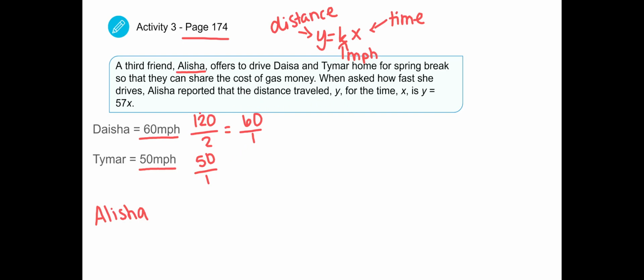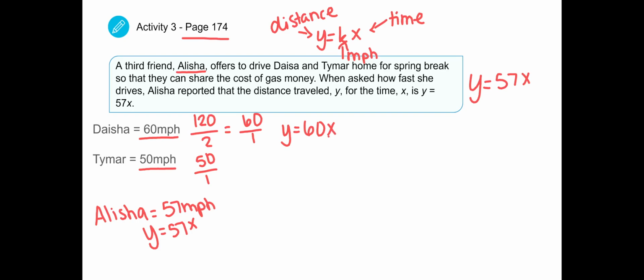So we don't even have to do any math to know that Alicia is driving 57 miles per hour. Her equation is y equals 57x. We know, because there are no other numbers over here, that this is a constant, or a proportional relationship. Now, we can write equations for Daisha too, because we know that she was driving 60 miles an hour. So her equation would be y equals 60x, where y is the distance and x is the time, just like up here. Tamar was driving 50 miles an hour, so his equation would be y equals 50x.